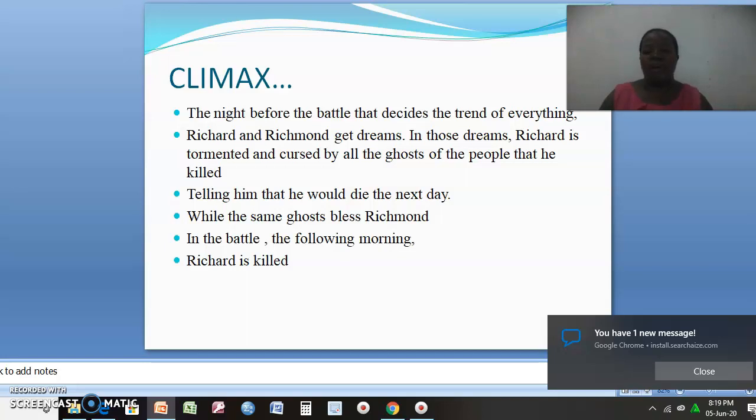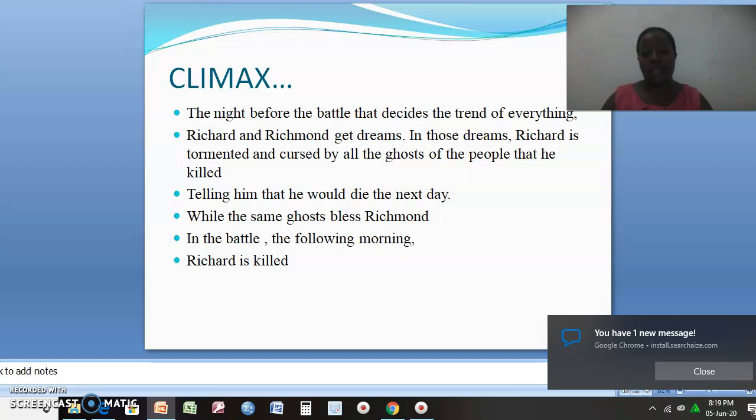To Richmond, these ghosts are consoling him, they are giving him all the strength he needs, and they are assuring him that he's going to win the following morning. But when they come to Richard, you remember they are victims, they died because he's the one who killed them. They torment him and they curse him and they do all sorts of things, and they actually frighten him. He becomes weak, as they tell him that he would die the next day. This is foretelling, and indeed in reality he does not make it the following day.